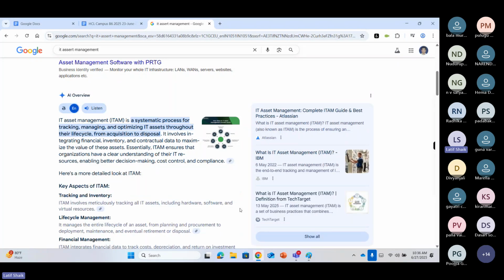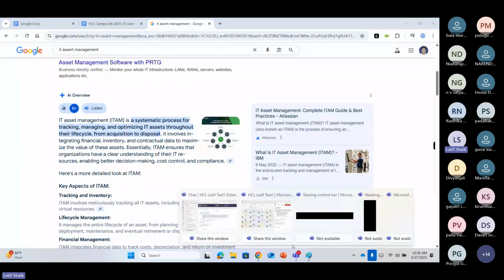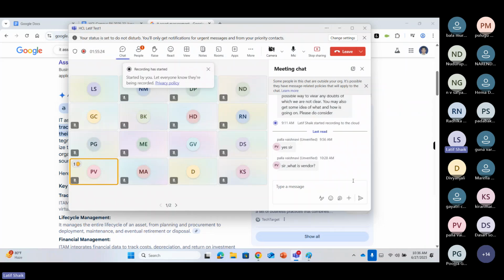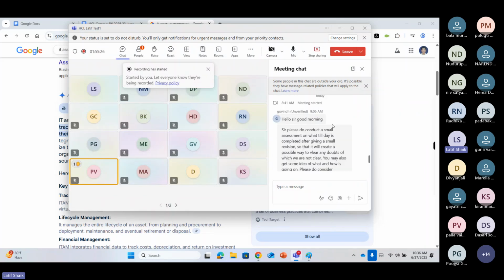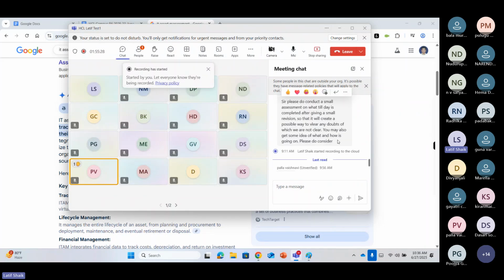You asked for a vendor, but I explained IT as well because all of it is interrelated. And here it is only morning and we got this part. Please do conduct a small assessment on what is completed till date, after giving a small revision, so that any doubts you have can be cleared.